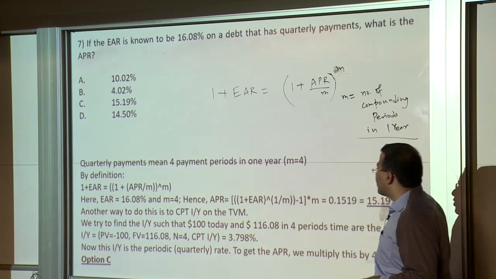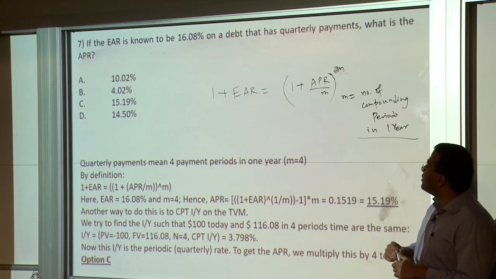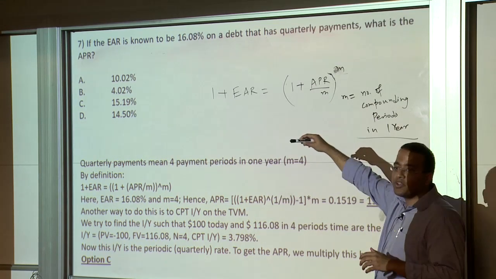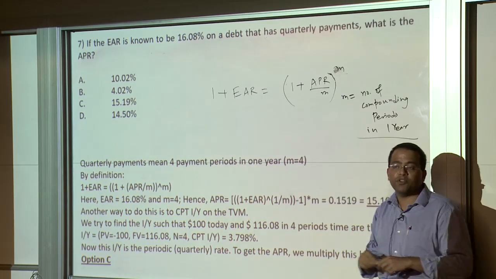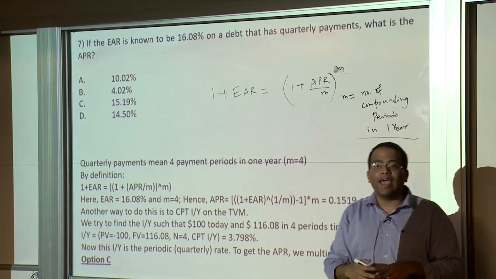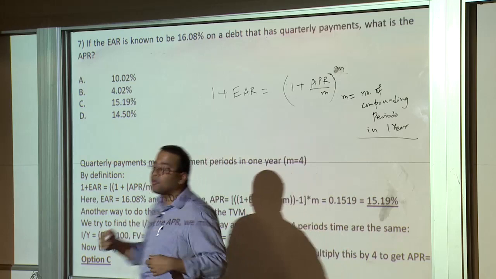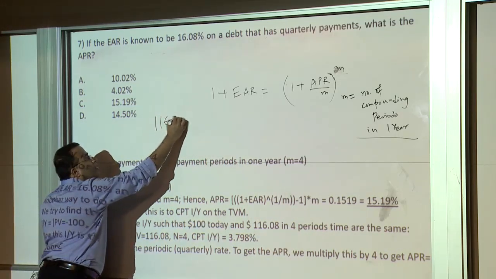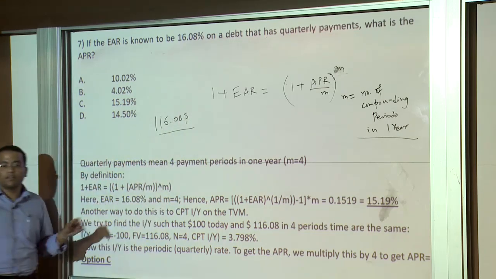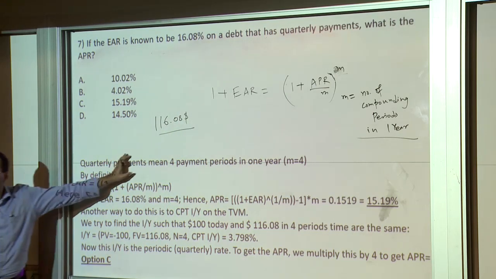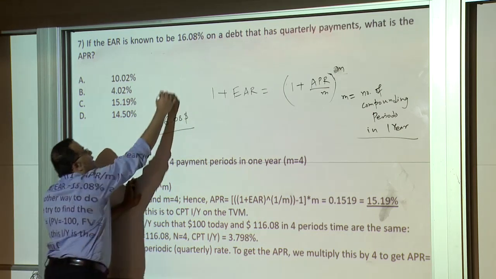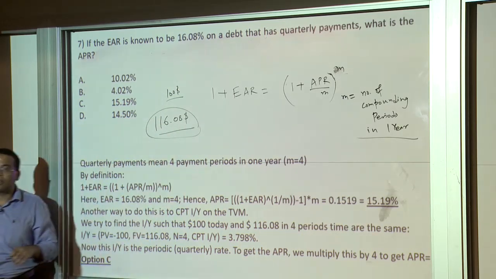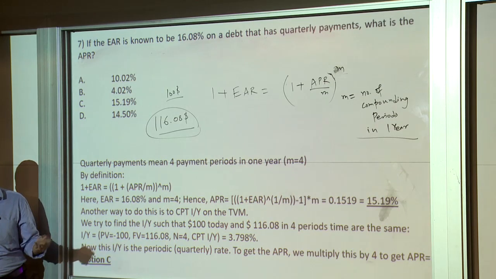So what's happening in this question? There's an investment that gives you an EAR of 16.08%, which means that if I put in $100, at the end of 1 year, I'm going to have how much? That's what EAR means. If I put in $100, then at the end of 1 year, I should have this amount with me in my bank account. Correct? That's what EAR means.